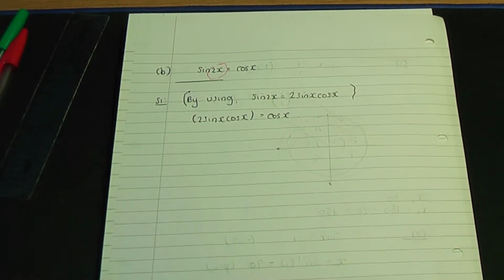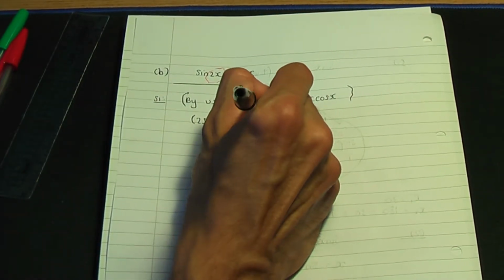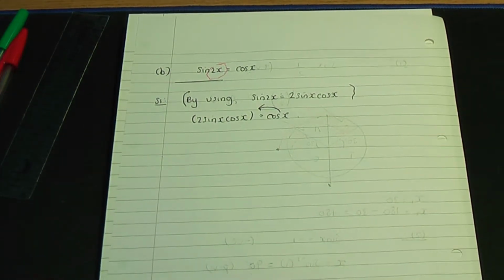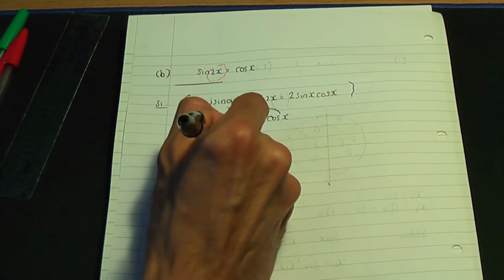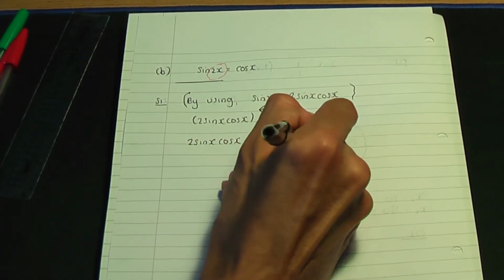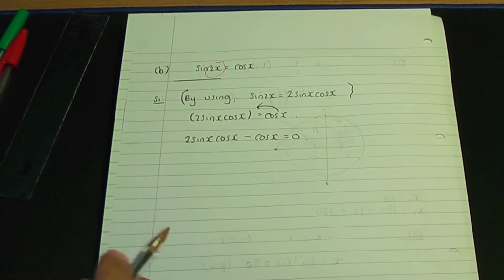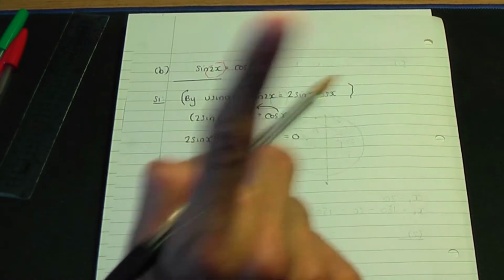Cos x is a variable quantity. You can't cancel by a variable quantity. What I would say is take the term to the left hand side. So if I take that term to the left hand side, 2 sine x cos x minus cos x is equal to 0. Cancelling by a variable is a no-no, so don't do that.